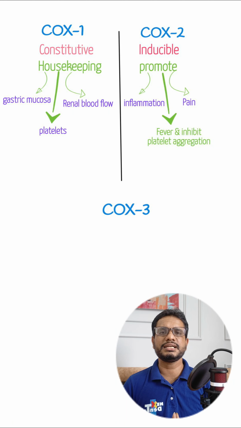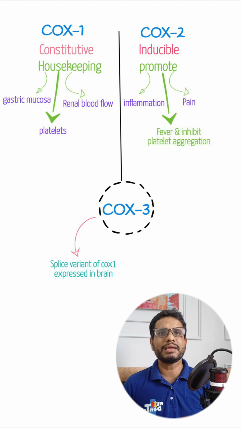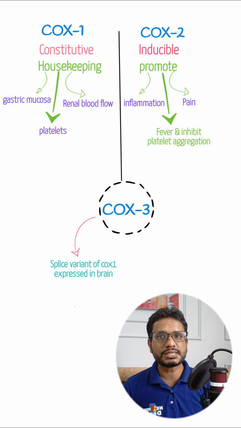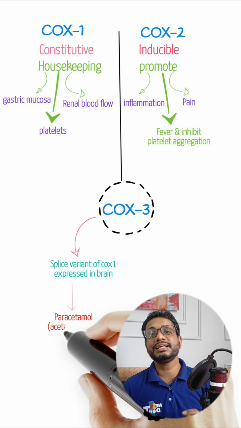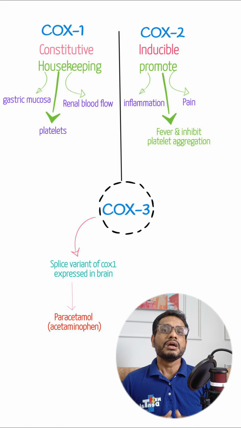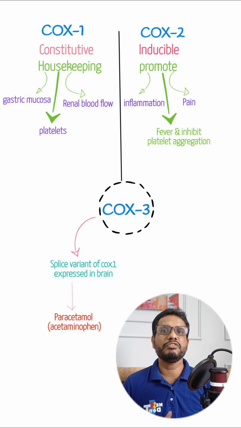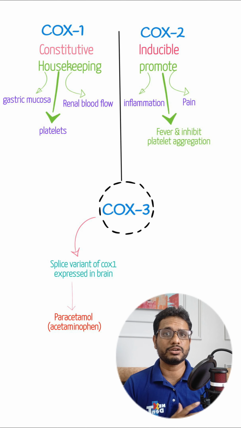Then we have the recently discovered COX-3. It is a splice variant of COX-1 primarily expressed in the brain. Its exact function is not fully understood, but it is thought to be involved in central nervous system processes and may be targeted by certain analgesics like paracetamol, that is acetaminophen, right? Different NSAIDs target these enzymes differently, and here we will try to understand and correlate it to the classification of NSAIDs, though we'll be discussing classification in the next part of the video.